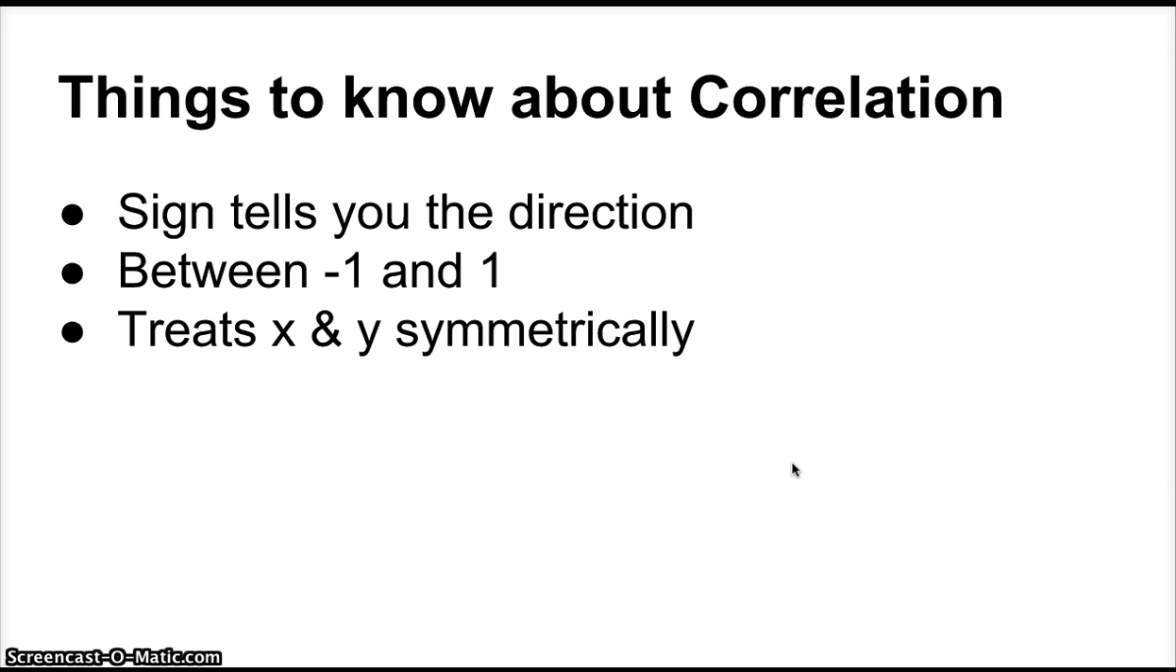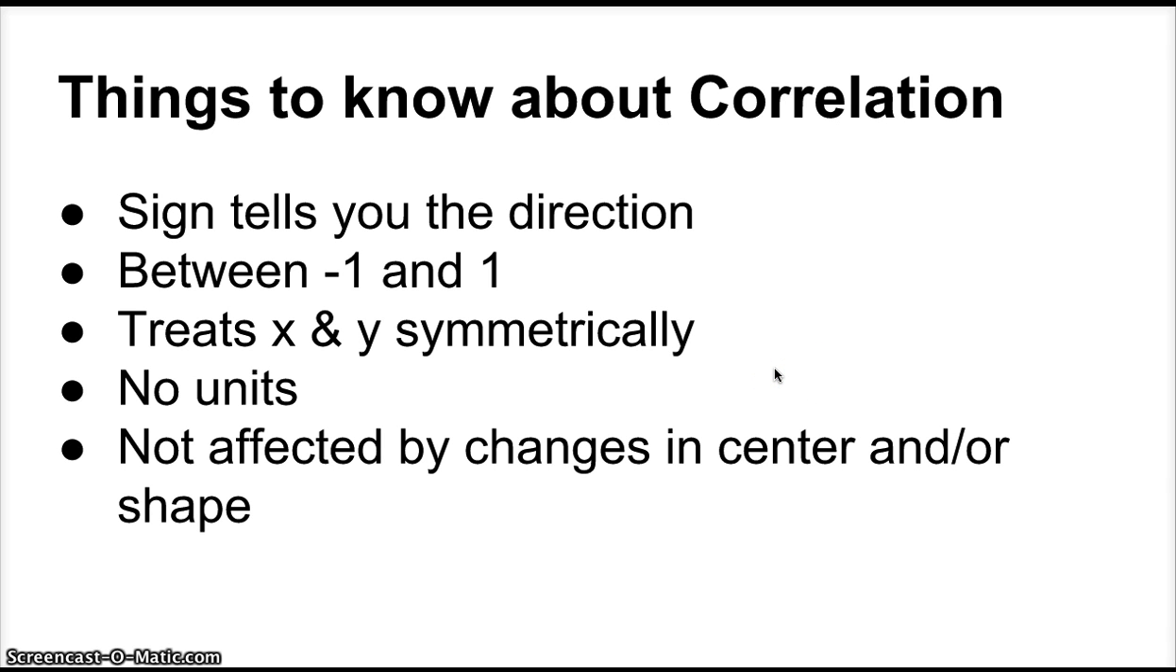Correlation treats X and Y symmetrically, so you could switch the X and Y axis and your correlation is still going to be the same. The graph may look different, but the scatter of the points will still be the same, so the correlation coefficient will still be the same. There's no units on correlation. Correlation is not measuring the units, it's measuring how close things are to a line.